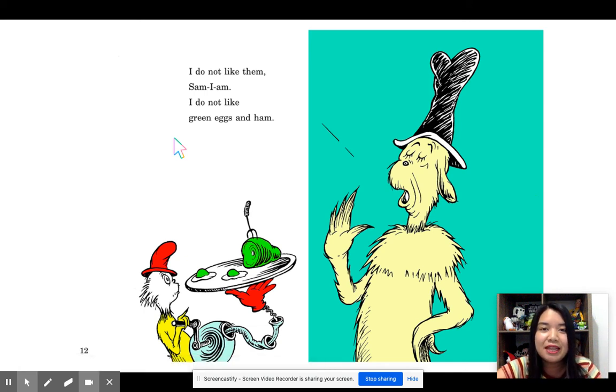So if I were reading this aloud for the first time, I would ask maybe the question, who is Sam I Am, right? And then I would also ask, well, why doesn't this person like green eggs and ham? What happened? Why doesn't he like green eggs and ham? And then maybe that would keep the audience engaged and following along with the text so that we can find that out later on.